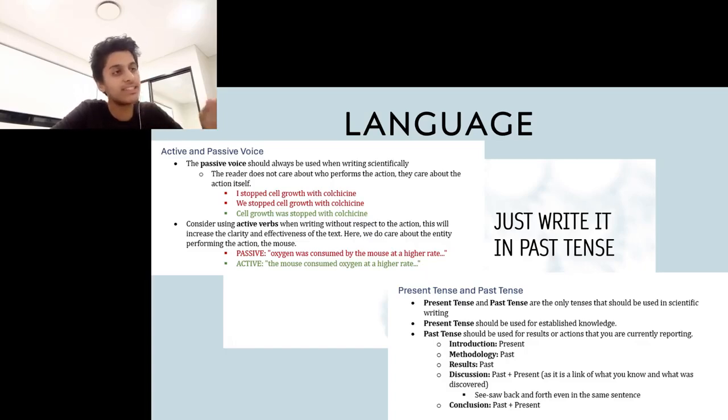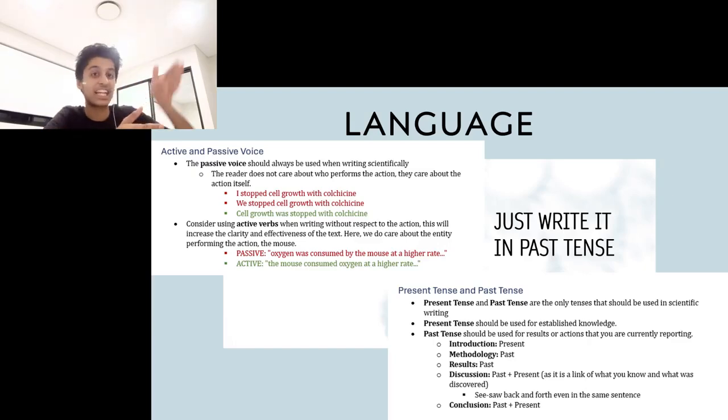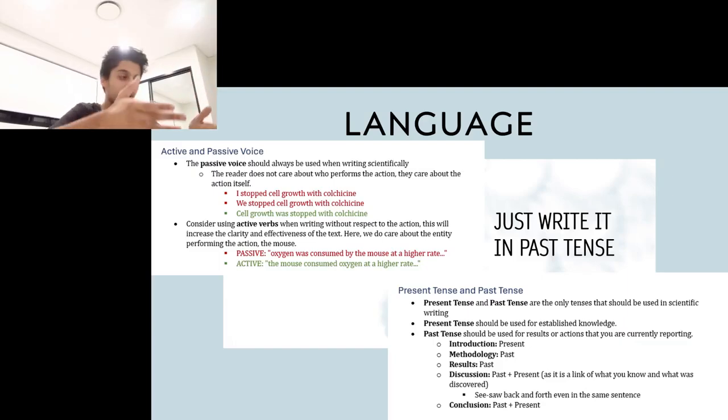Okay, now present tense and past tense. Present tense and past tense are the only tenses that should be used in scientific writing, because if you're writing in future tense, something's seriously wrong. You wouldn't write about an experiment that you're about to do, because then there would be nothing to write about in the results, right? So present and past tense. Present tense should be used for established knowledge, and past tense should be used for results or actions that you are currently reporting. This is how you want to split it. In the introduction, you use present, methodology, past, results, and so on, as you can see.